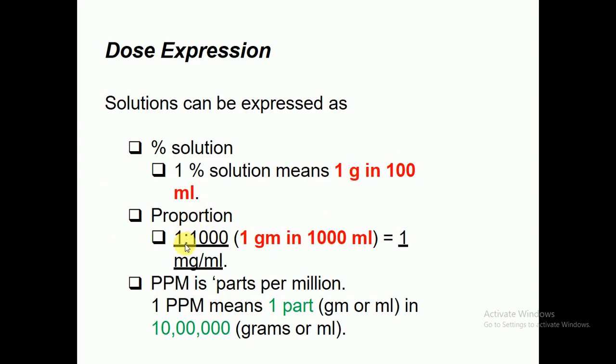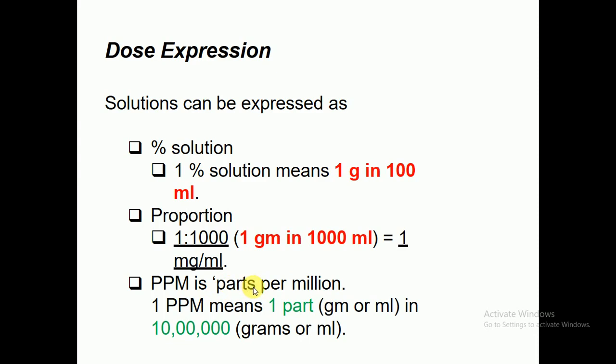Proportions. Look here, let's suppose ratio and proportion, 1:1000. So what does it mean? 1:1000 means, let's suppose if we have a drug, 1 gram of a drug is dissolved in 1000 ml. So this is called what? 1/1000 or 1:1000. So 1 gram in 1000 ml is equal to 1 milligram per ml. So this is clear.